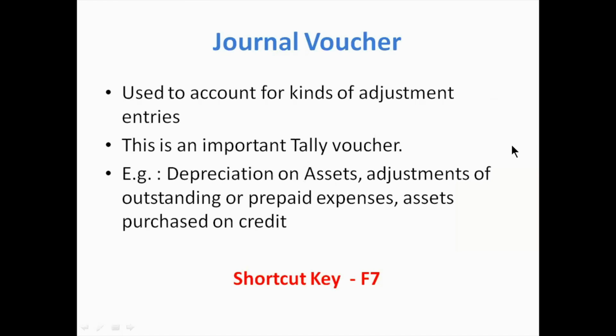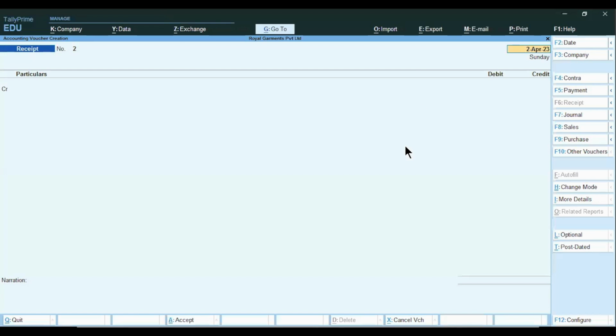Next is journal voucher. This is a very special and important type of voucher. It is used to account for all kinds of adjustment entries. If you want to do some adjustment like charging depreciation, adjustment of outstanding expenses, prepaid expenses, asset purchased on credit, all these things can be entered through journal voucher. And the shortcut key for journal voucher is F7. So as we are in the voucher creation, we will just press F7 from the keyboard or select F7 from the list.